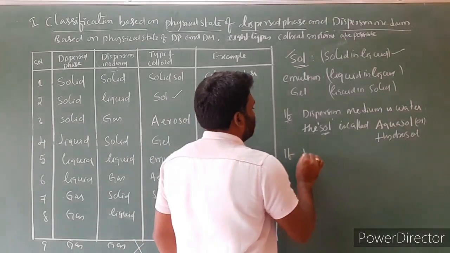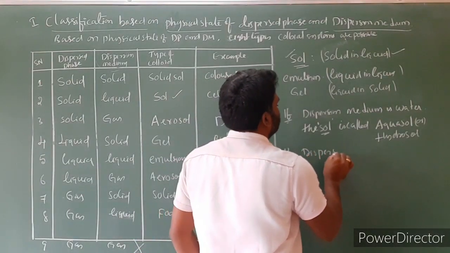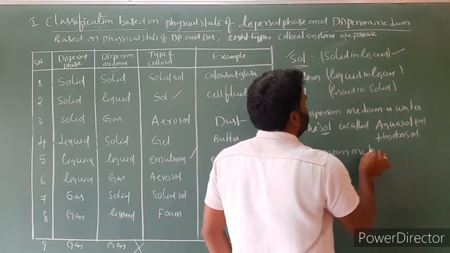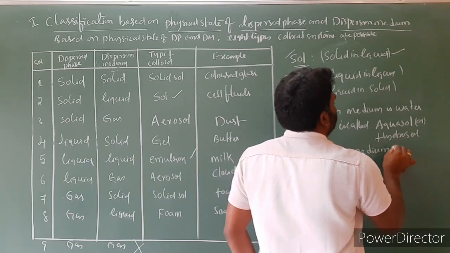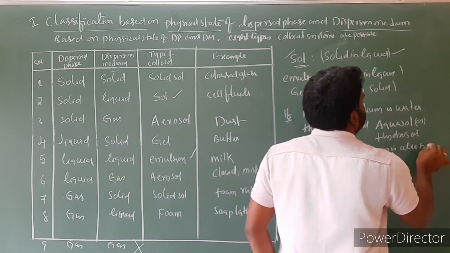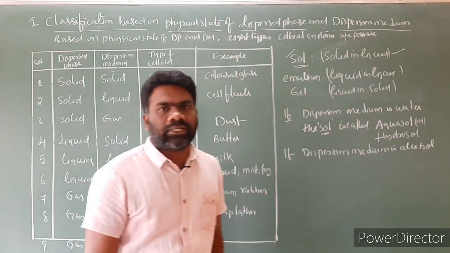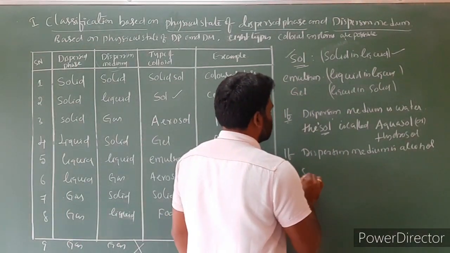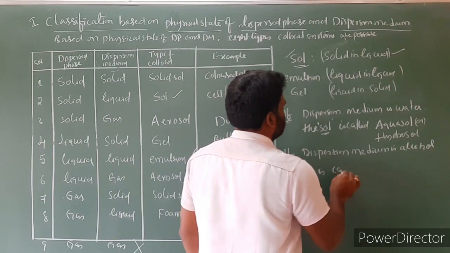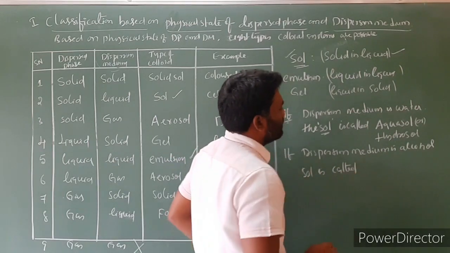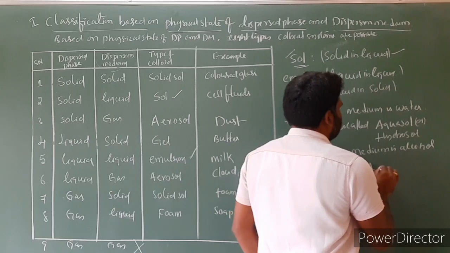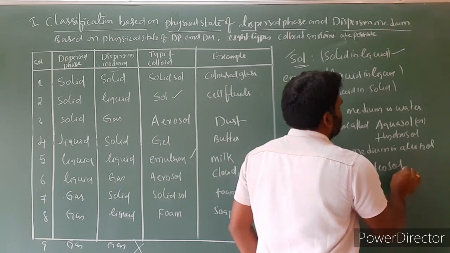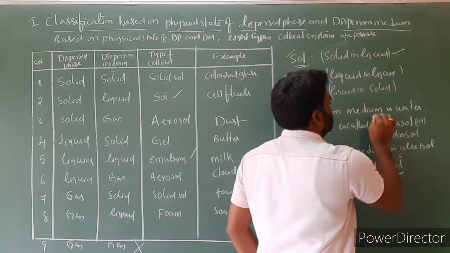If the dispersion medium is alcohol, then the sol is called an alcosol.